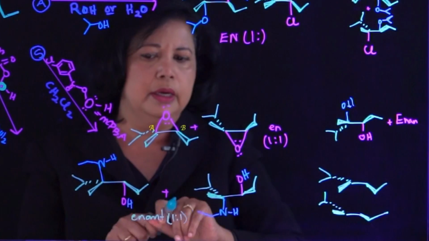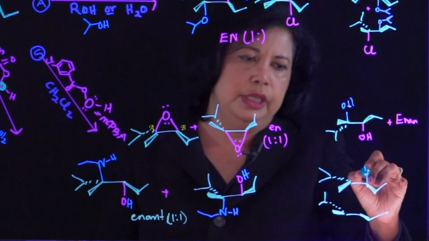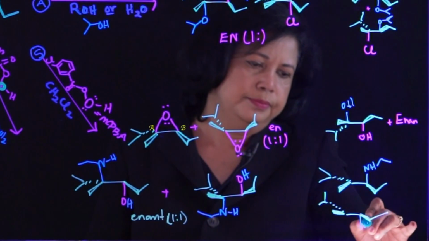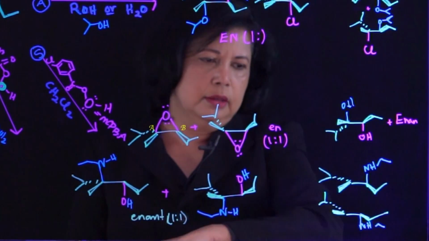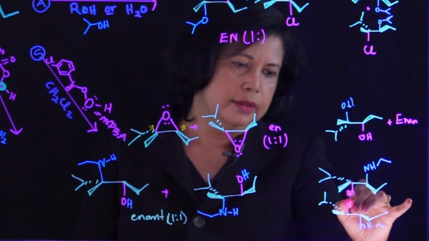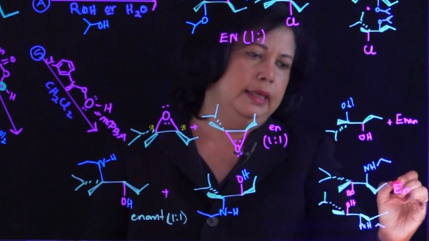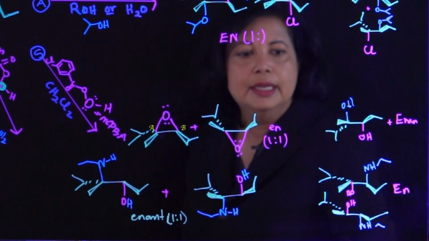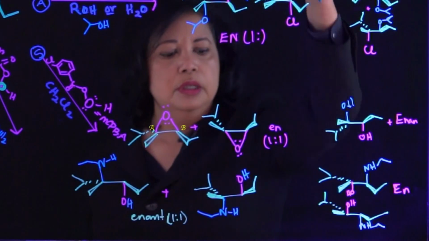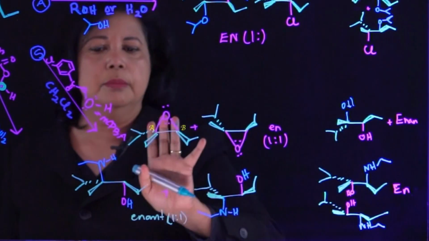And you are going to get the nitrogen here, and this will be really minor, and the oxygen on the opposite side. Again, these are also going to be enantiomers, right? So that's for the minor product. Again, make sure that you don't confuse the major with the minor.